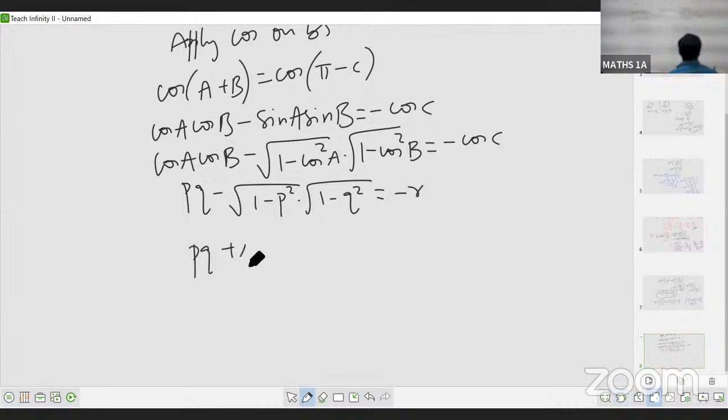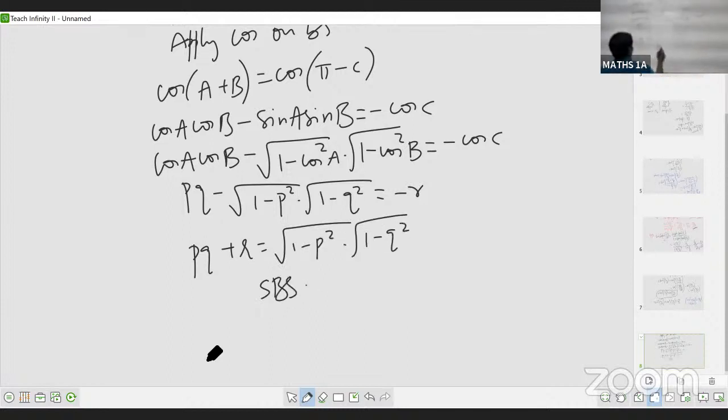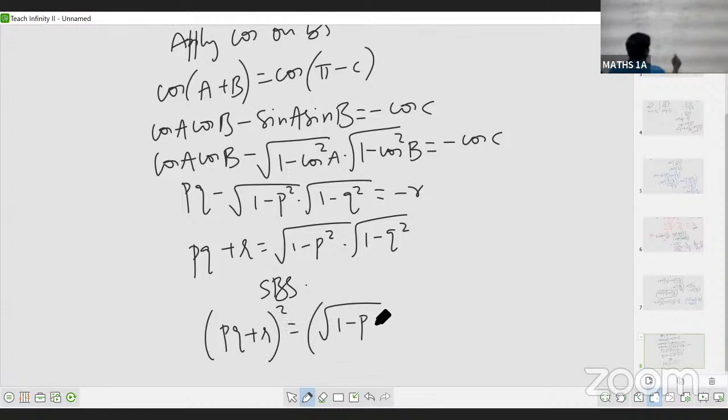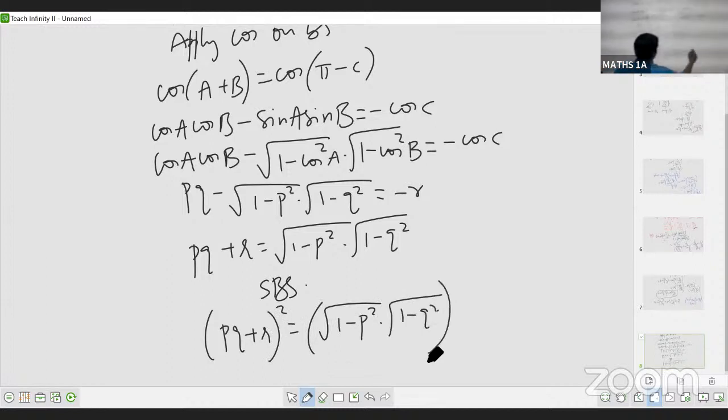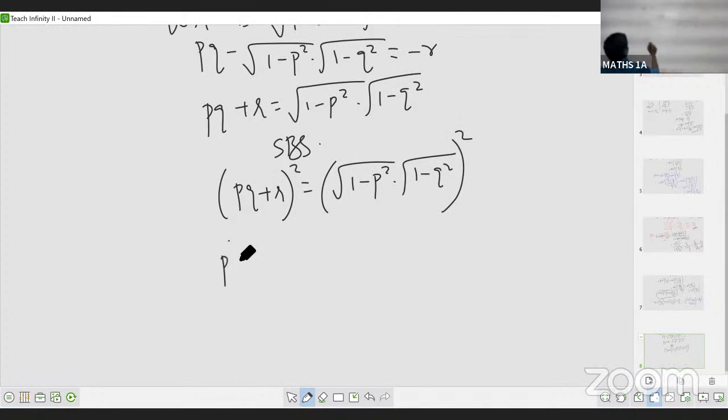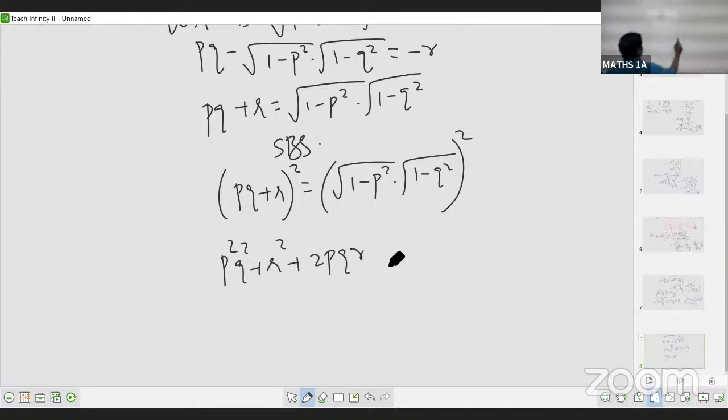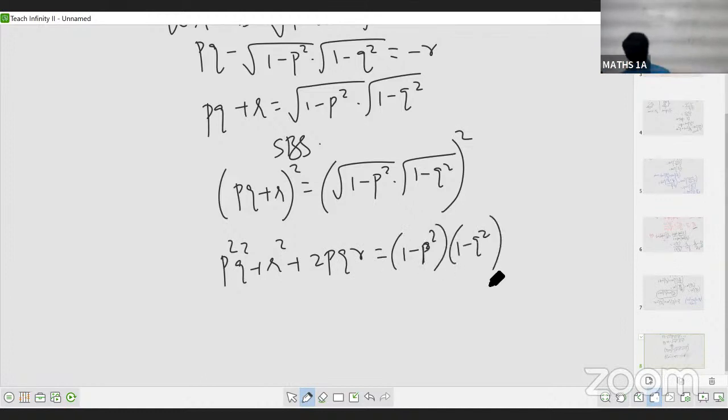Now bring r inside: pq plus r. The whole term equals under root of 1 minus p square into 1 minus q square. Squaring on both sides: pq plus r whole square equal to 1 minus p square into 1 minus q square, whole square. Then p square q square plus r square plus 2pqr equal to 1 minus p square into 1 minus q square, because I did squaring on both sides.